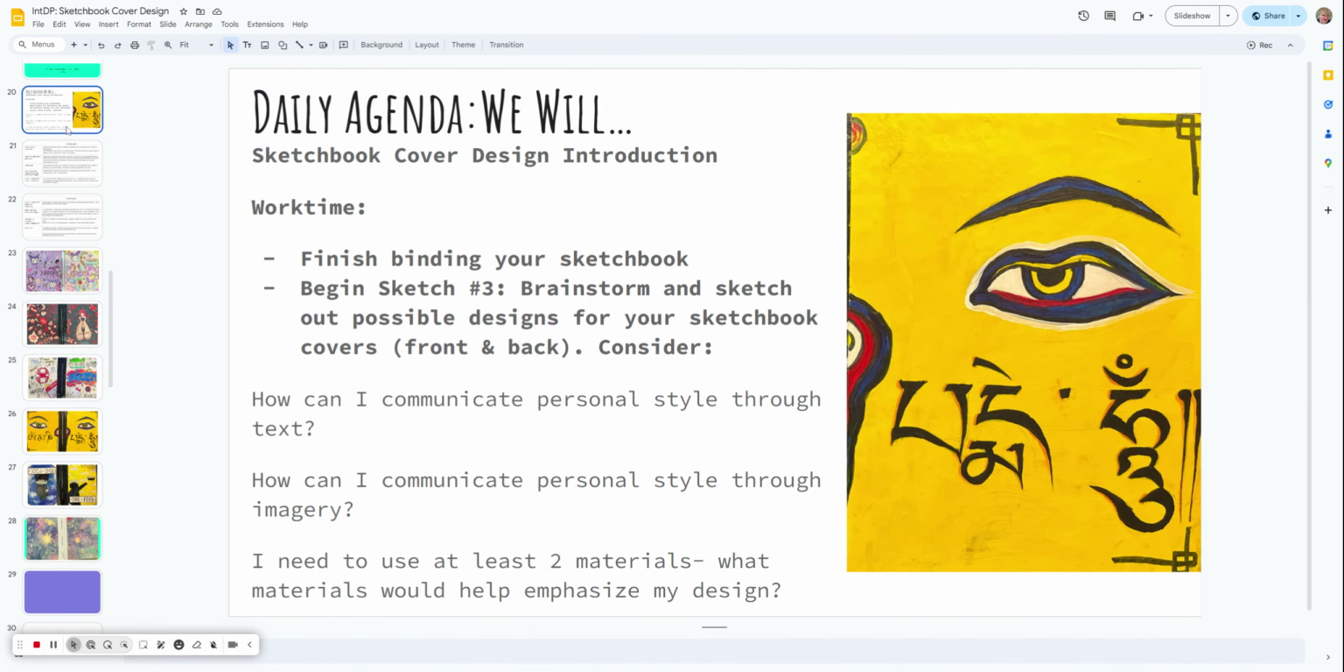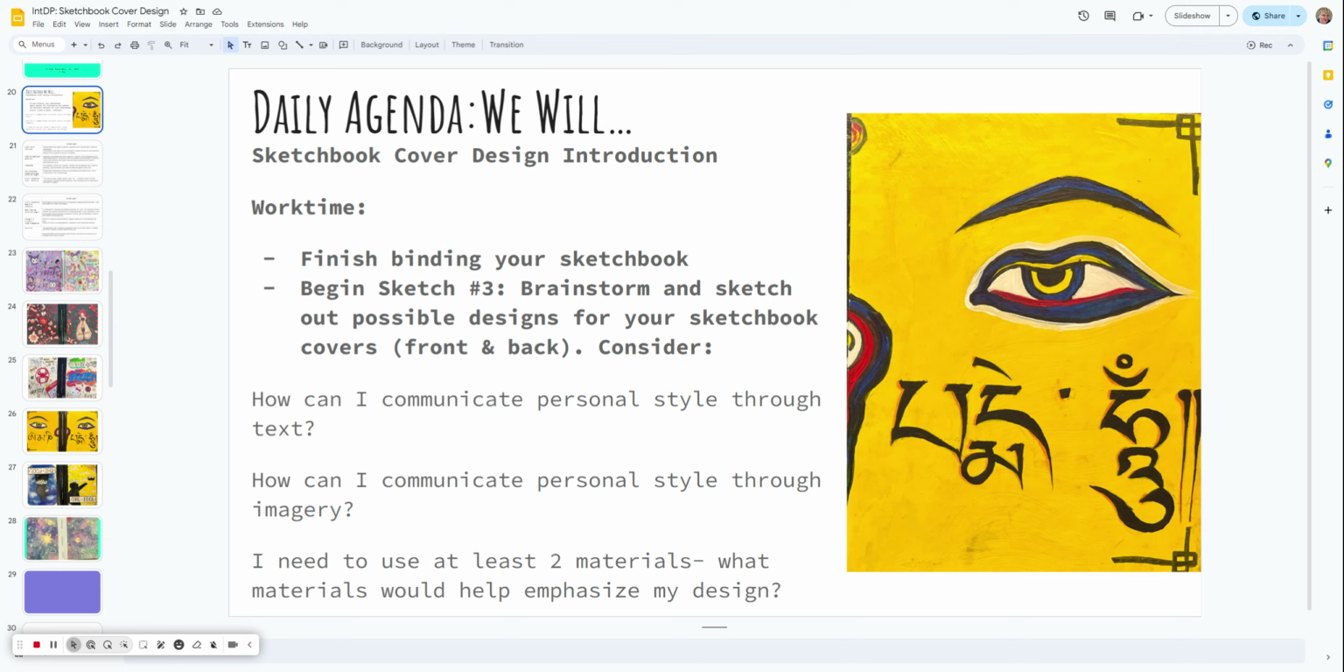So for sketch three, just a couple of reminders for you. With this, you're going to be brainstorming and sketching out possible designs for your covers. If you don't have a specific idea in mind, I would say sketch out a couple ideas in a smaller area first, and then develop a larger sketch once you feel like you're happy with something. With the brainstorm and the design, the three prompts to consider are: how can you communicate that personal style and meaning through text? How can you communicate personal style through imagery?